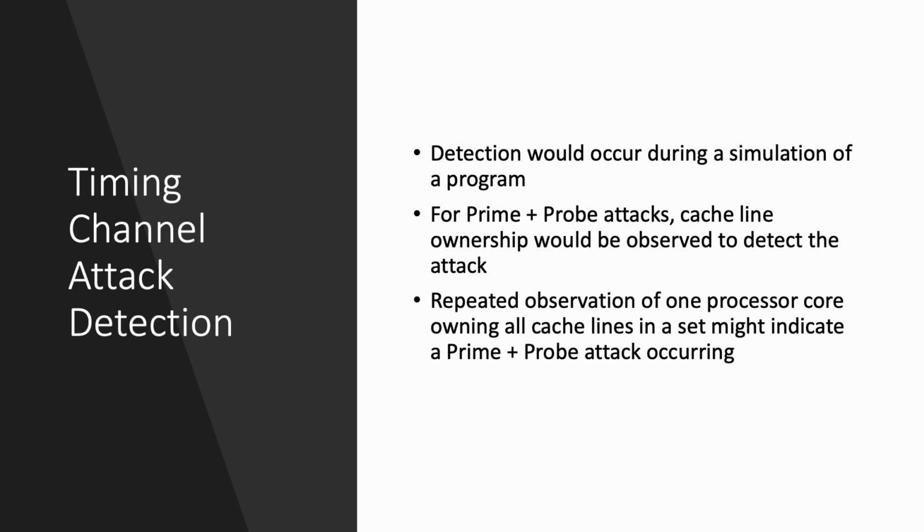For cache timing channel attacks like prime and probe, detection would occur during simulations of a system with different processes running on each core. To detect if a prime and probe attack is happening, cache line ownership would be observed. If there seemed to be a pattern of one core owning all of the cache lines, then it might indicate that a prime and probe attack is underway.